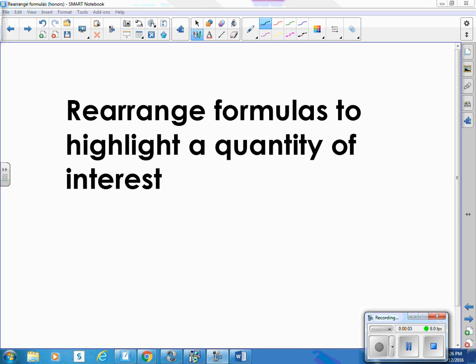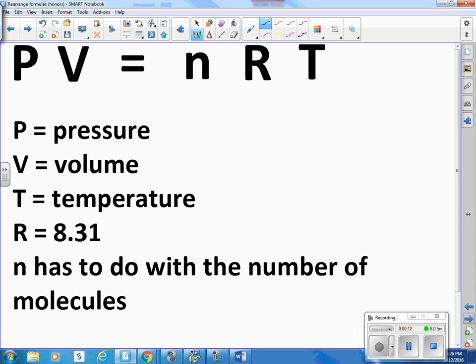This video clip explains how to rearrange formulas to highlight a quantity of interest. For example, pressure times volume equals N times Avogadro's number times the temperature. PV equals nRT. So P is pressure, V is volume, T is temperature, R is 8.31. N has to do with the number of molecules.